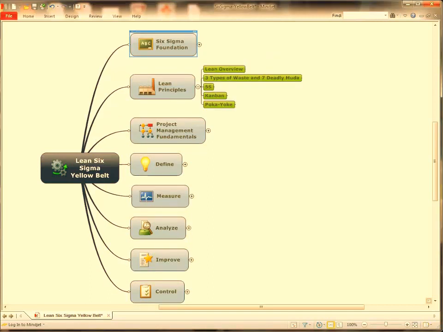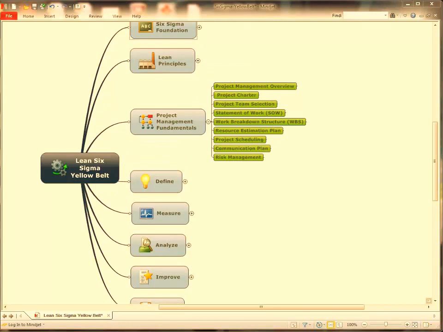In the Lean Principles module, we will cover an overview of Lean. So what is Lean all about and how does it complement our Six Sigma projects? We will cover the 3 types of waste in 7 Deadly Muda. We'll cover the 5S for creating and maintaining an orderly workplace. We'll cover the principles of Kanban, and then one of my favorite terms, poka-yoke, which means to mistake-proof a process or a system.